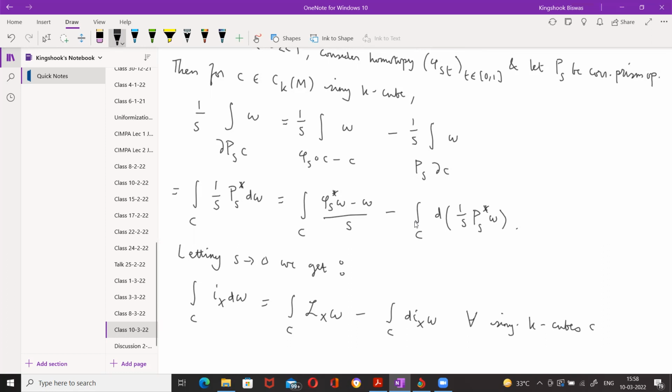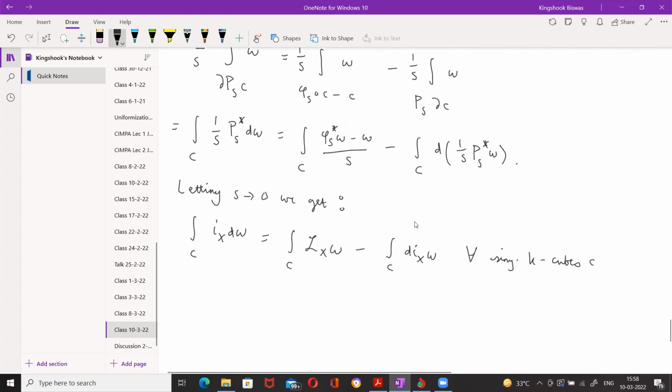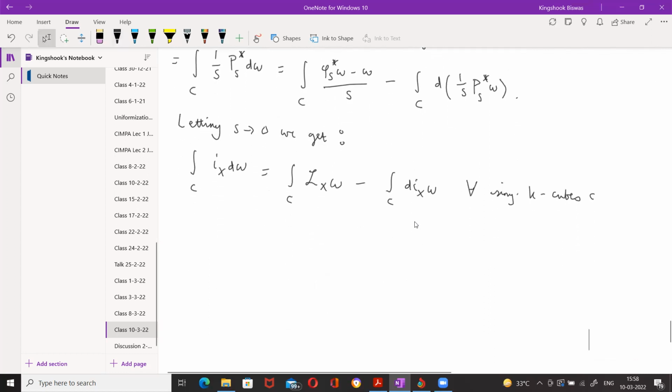But then I know if two forms have the same integrals over all k-cubes, then they are equal, right? So therefore, I get that i_X d omega is equal to L_X omega minus d of i_X omega. And so this is Cartan's formula. I just take this term to the other side and I'm done, right? So if you like, this is your infinitesimal homotopy formula.